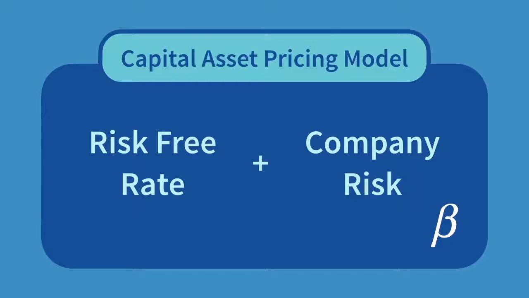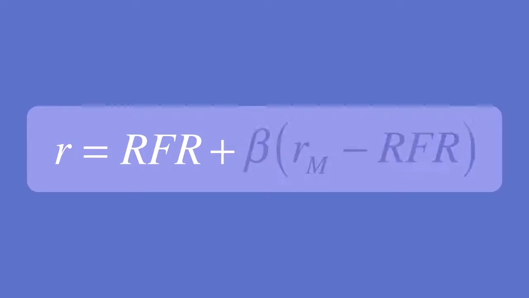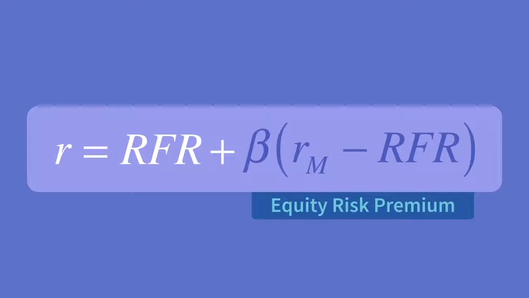The formula for the required return on an equity investment using the CAPM is given as risk-free rate plus beta times the return on the general market minus the risk-free rate. This portion here is referred to as the equity risk premium, the premium in return that we get for investing in this company, accounting for the fact that the risk-free rate would be default risk-free and this equity investment is not.